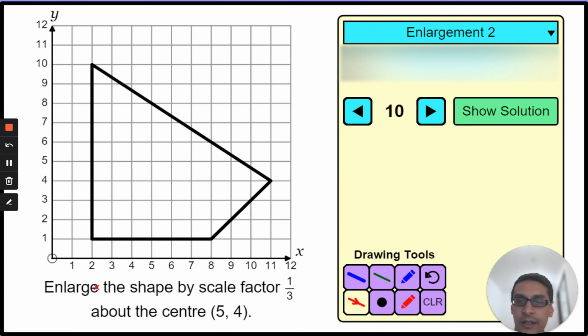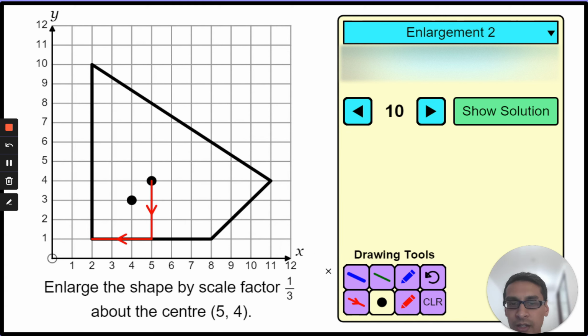And enlarge the shape by a scale factor of a third about the center 5, 4. So I'm going 5 across, 4 up. Now, let's figure out how we can go from the center of enlargement to a vertex. So if I go 3 down, 3 across, and I'm going a third of the way, that means I'm going to go 1 down, 1 across. So there's my base vertex on my left.